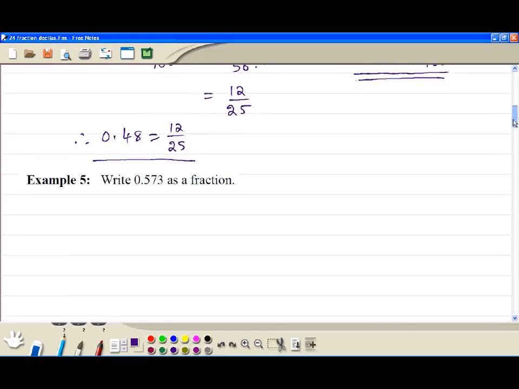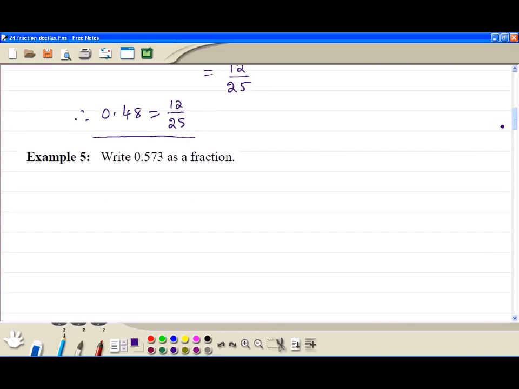Let's do example 5. Now we have three numbers after the decimal. That means how many thousandths? So if we write 0.573 is equal to 573 over 1000. We can't cancel any further, so that's it. This is the answer.